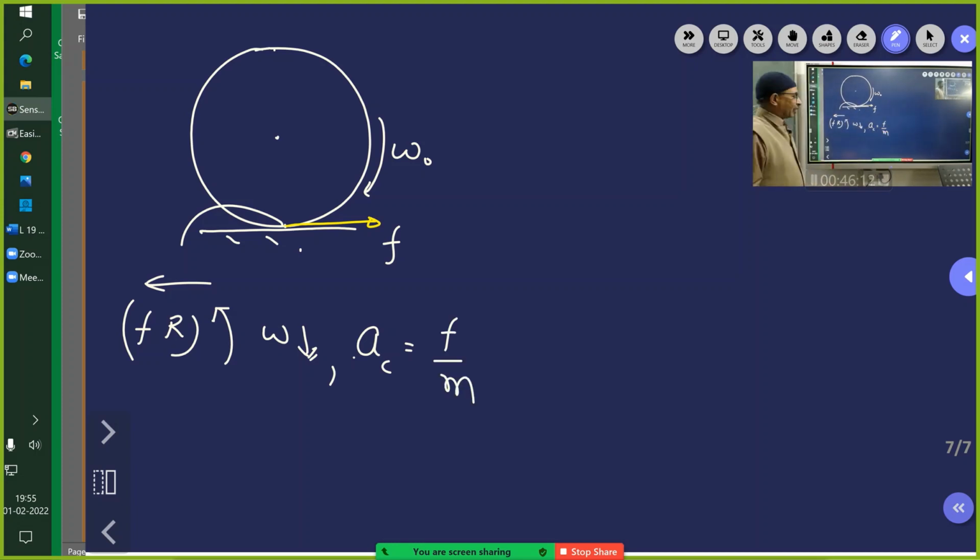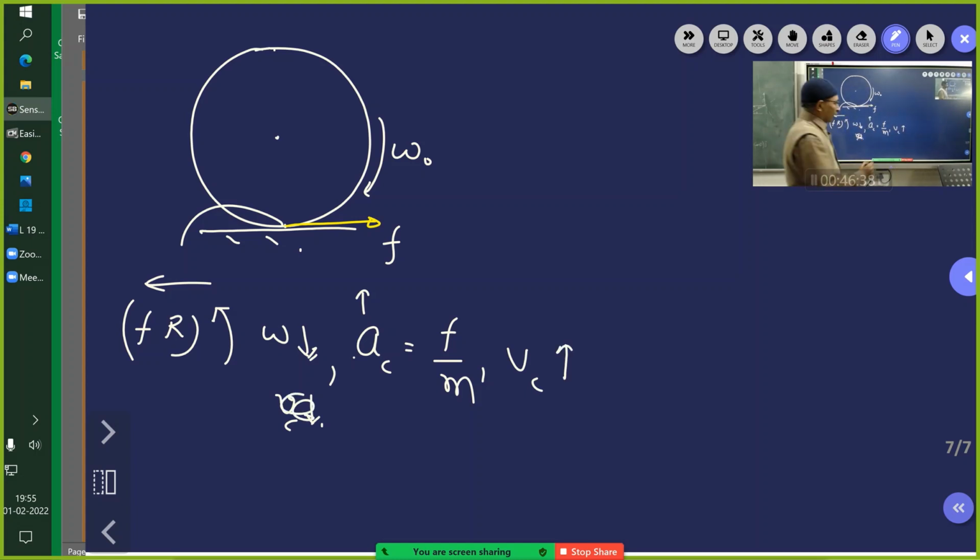F by M will take place. As a consequence of this F, this goes on increasing and this goes on decreasing. Ultimately, at a point, as a consequence, V will go on decreasing. See here, BC will go on increasing.